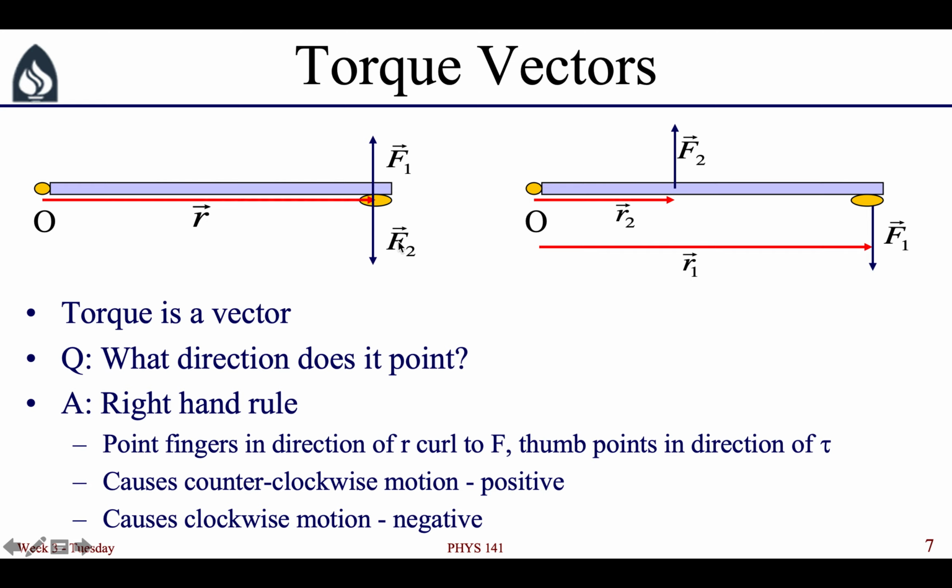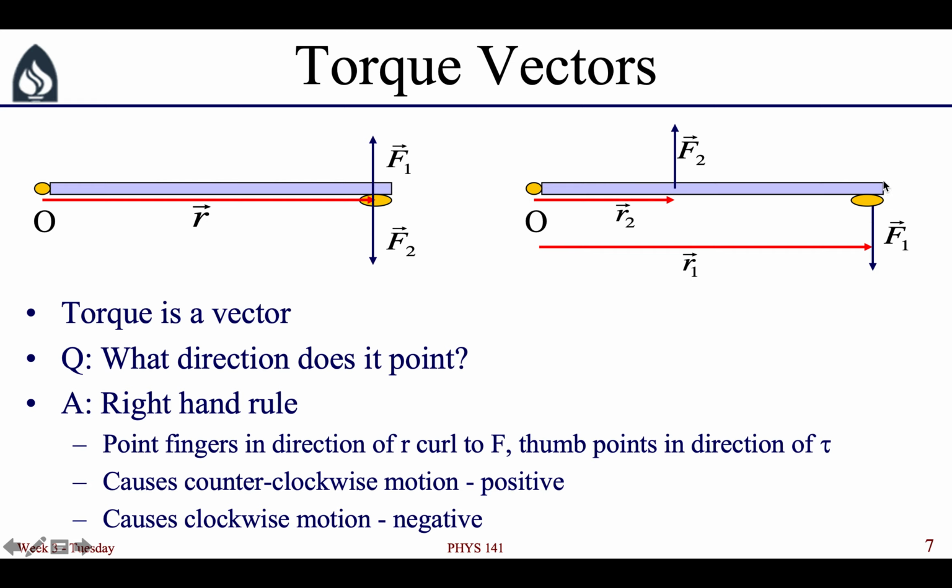Here, on the other hand, we have a force vector pointing this way. Once again, if you put your fingers in the direction of the moment arm and then curl your fingers in the direction of this F2 force vector, then your thumb will point into the screen. And so into the screen will be the direction of the torque vector. Another way in which we designate these torque vectors, especially when we add them together, is a particular sign convention. If the torque causes a counterclockwise motion, then that is a positive torque. If it causes a clockwise motion, then that would be a negative torque.